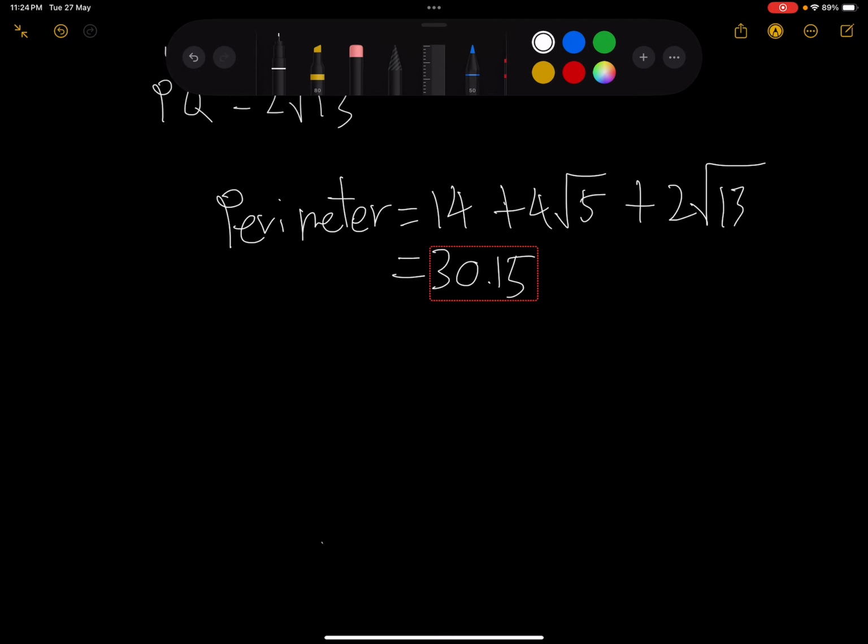I'm just going to double check that I didn't get it horrendously wrong. Let me check. Alright, so no, I'm not wrong. It's just 30.16. Alright, hope you learned something.